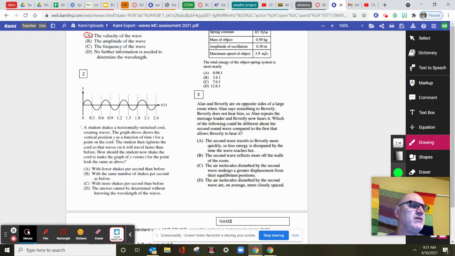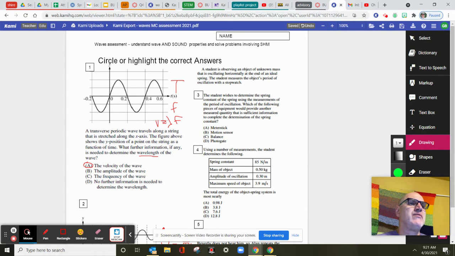Shake the cord to make the graph look the same as above. So we want the speed to be faster. And the speed is equal to wavelength over period. So if we increase this, we have to decrease this. And if we decrease the period, that means we increase the frequency. So shaking it faster is increasing the frequency. More shakes per second is an increase in frequency.